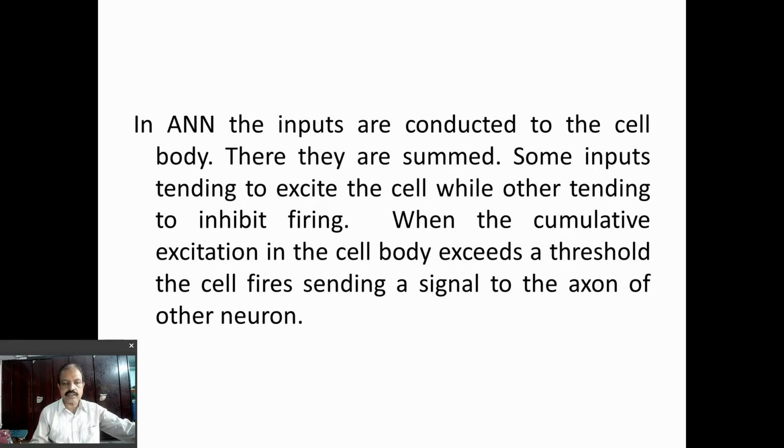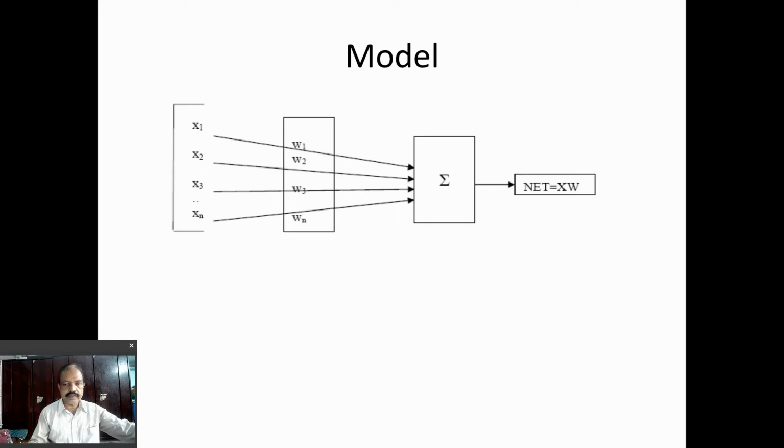You see some explanation is given here. In ANN, the inputs are conducted to the cell body. They are summed also, with some inputs tending to excite the cell, while others tend to inhibit firing. When the cumulative excitation in the cell body exceeds a threshold value, then we say that the information passes, or the cell is supposed to fire. We see the model here. This is the input vector x, this is the weight vector applied on the edges with the arrow marks, and their summation is done here. Finally we find the net output, which is x into w.